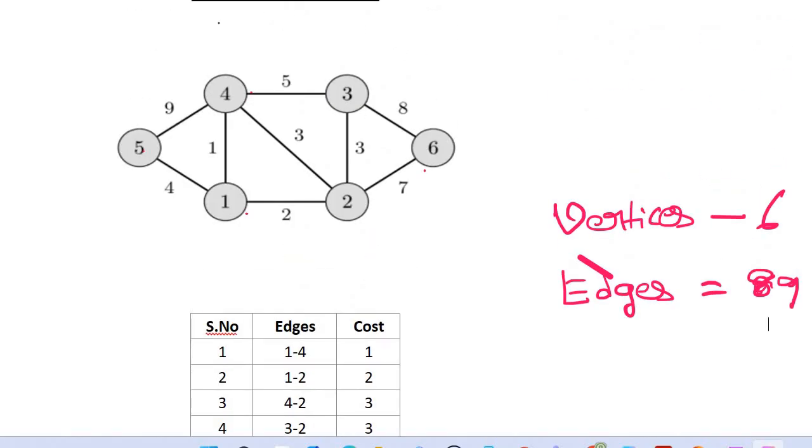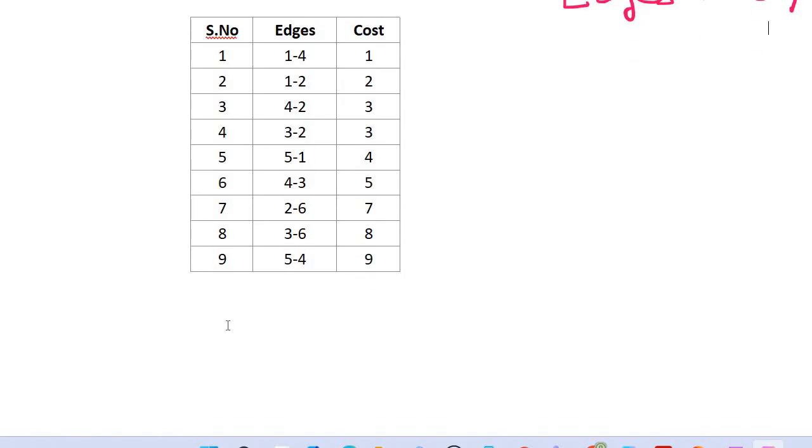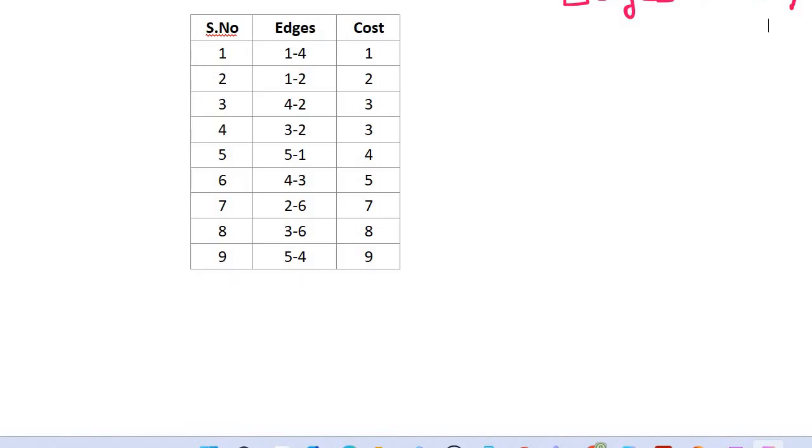The same thing I have written here in the form of a table. So now, I have written the cost of each and every edge in ascending order. Now the next step is we have to consider the least cost edge. What is the least cost edge here? 1 to 4. Let us draw 1 to 4 here.